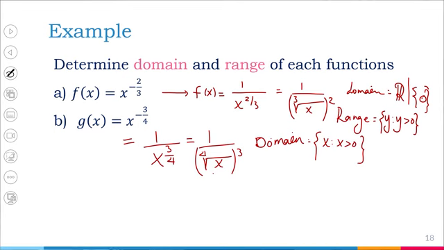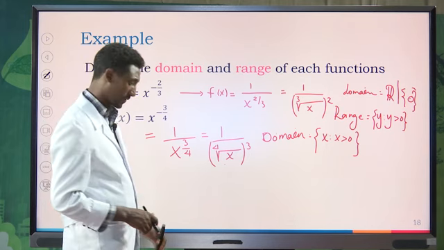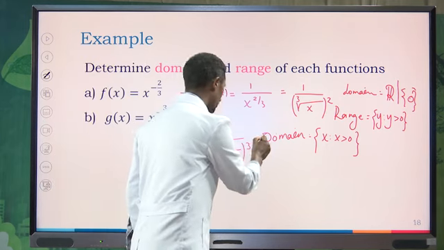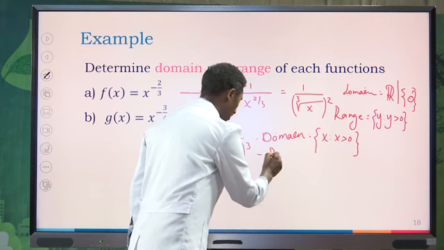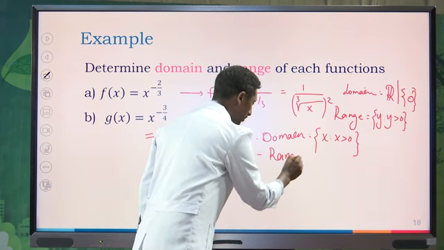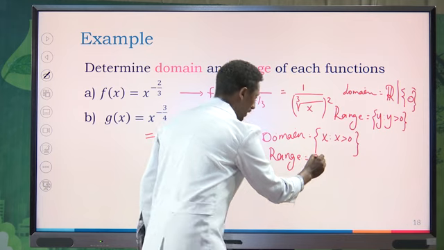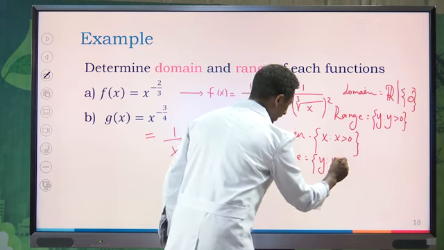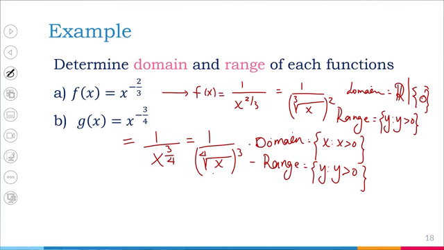And for the output value, the fourth root of x, where x is a positive number, the fourth root of a positive number is positive. So a positive number cubed is also positive. So the range is also the same: y such that y is greater than 0. So this is the range of this function. You can do more examples related to the points that we have discussed above.